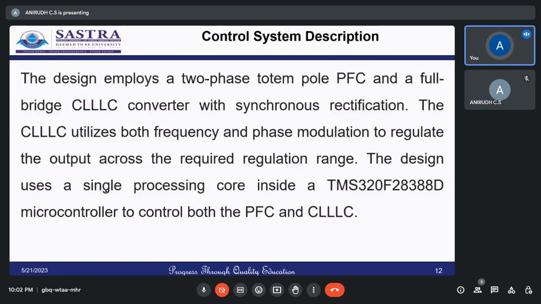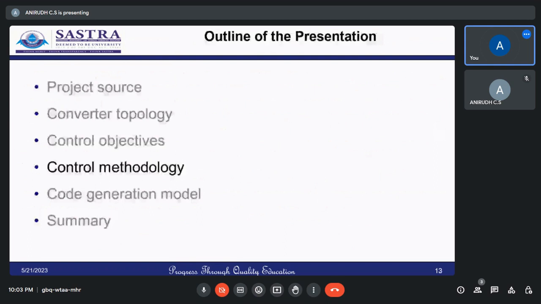So now we'll be talking about the control system description. The design employs a two-phase totem pole PFC and a full-bridge CLLC converter with synchronous rectification. The CLLC utilizes both frequency and phase modulation to regulate the output across the required regulation range. The design uses a single processing core inside a microcontroller to control both the PFC and CLLC. The next part will be explained by my friend Anirudh.